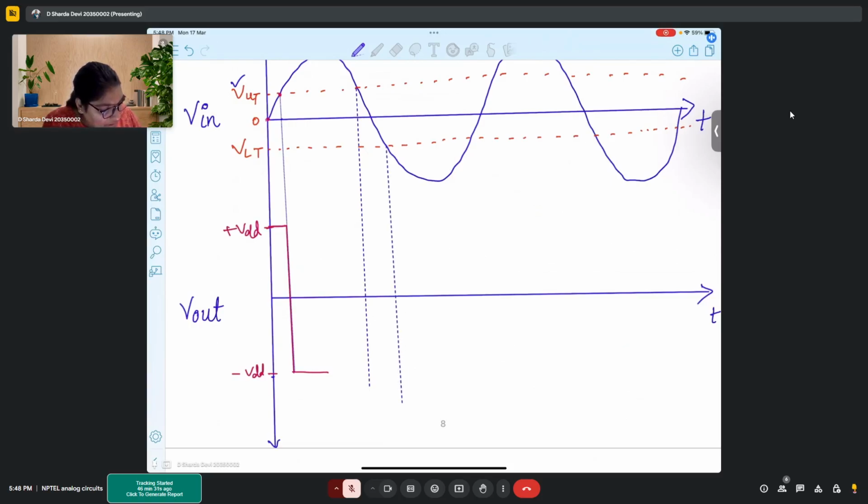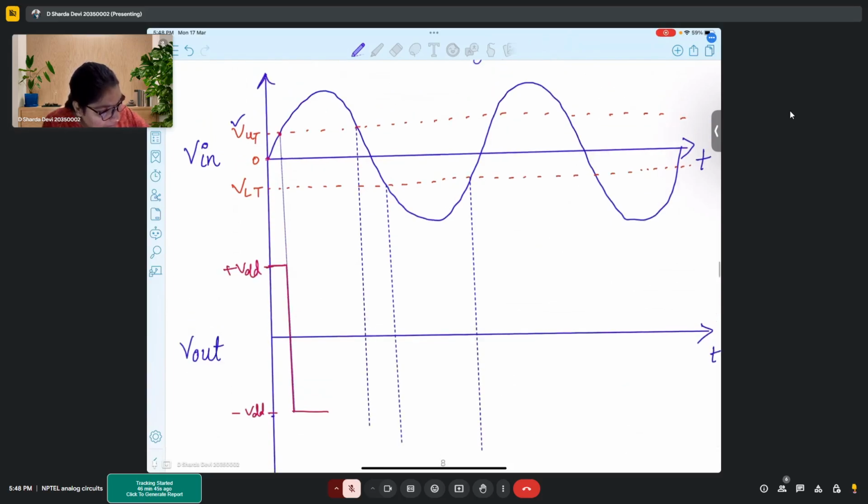But now, see, until here, let me draw the lines for all the threshold intersecting points, so that it's easier for us to understand.